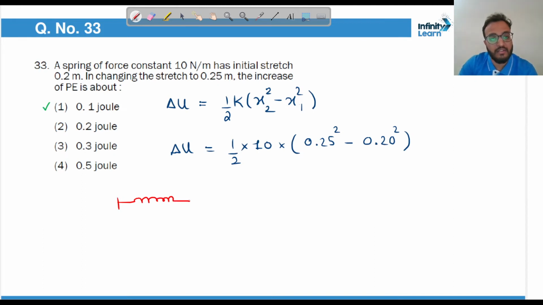Now they are asking, there is a spring which is already elongated by x1, and then it is further elongated to x2, and what is the change in potential energy? So the formula is half k (x2 square minus x1 square), right? The formula is in front of you. Put the values and get your answer.